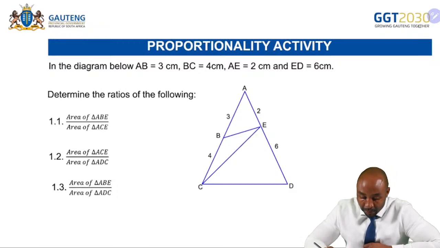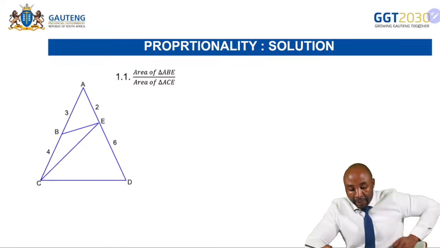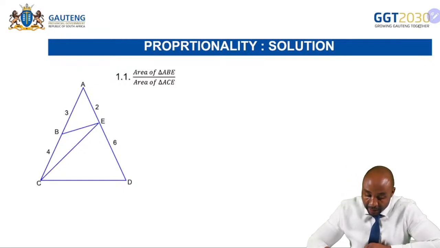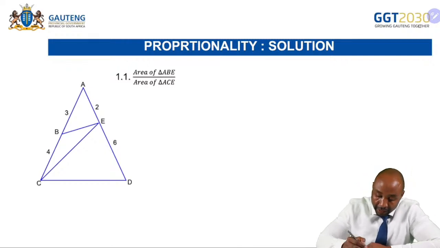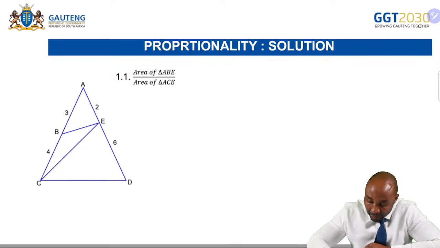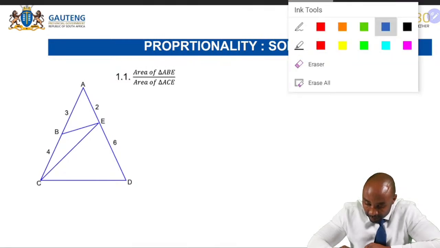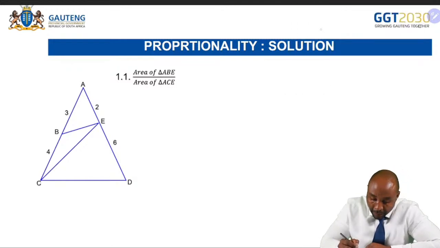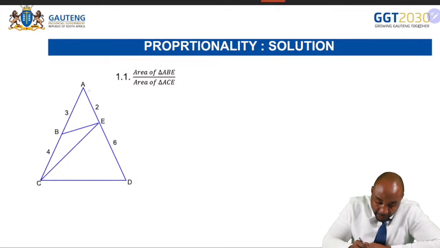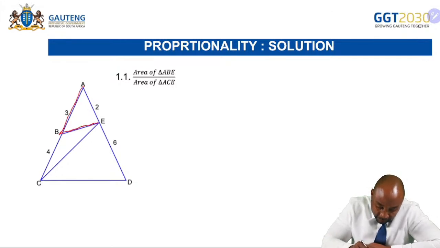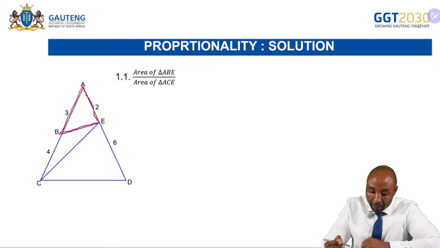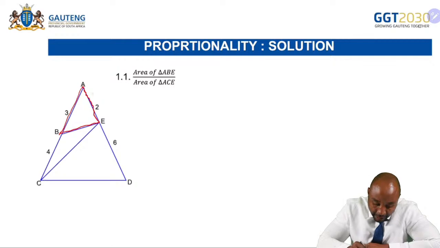Right. I hope we have had a wonderful time doing this question. Let's quickly go through the solution. Now, the area of triangle ABE over area of triangle ACE. Let's identify the triangles that we are going to work with. I will highlight triangle ABE, and I'll also highlight triangle ACE.